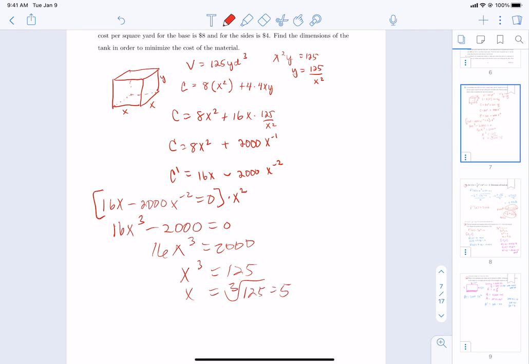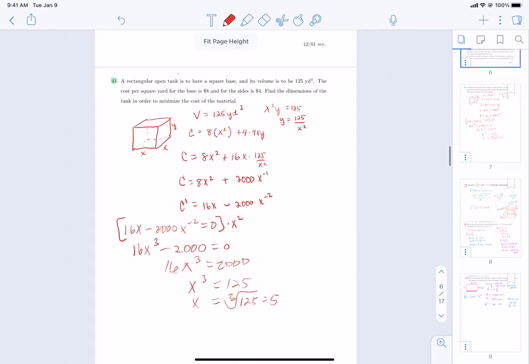Okay? Now, go back and read the question. We only got one answer. There's no plus or minus for a cube root. So we can pretty much guarantee that the number we found, 5, is the dimension we're looking for. Now it says find the dimensions of the tank in order to minimize the cost. So we want the x's both to be 5, and then the y has to be 125 divided by 5 squared, which is also 5.